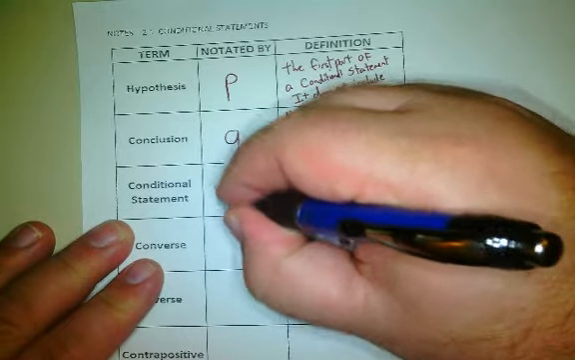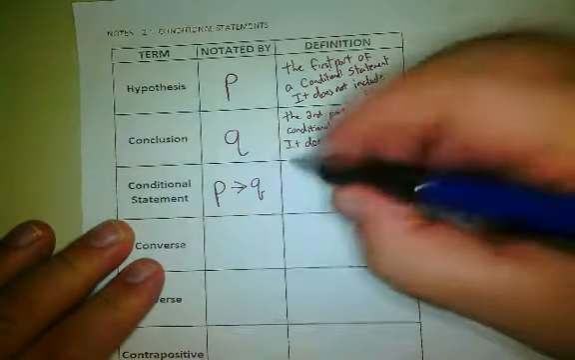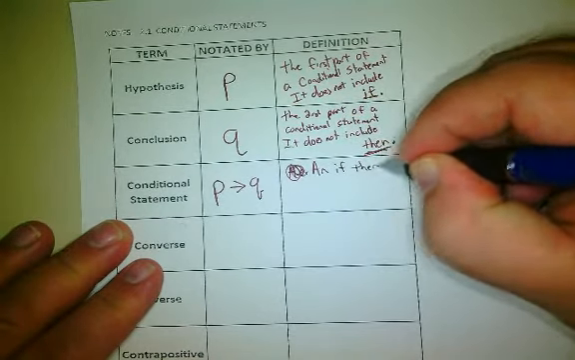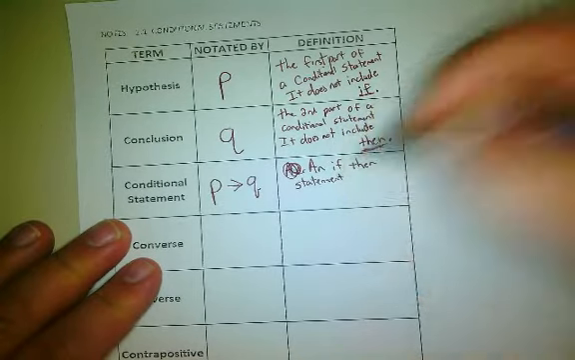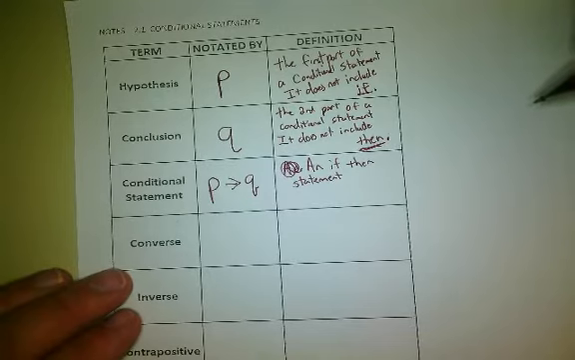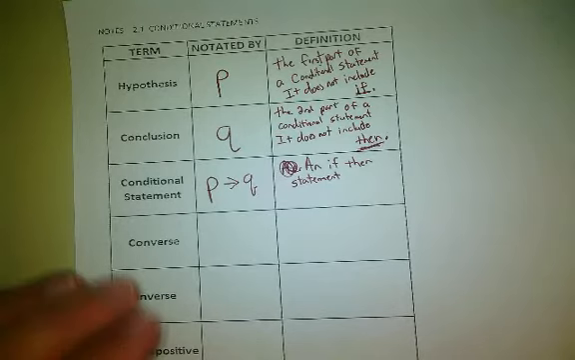Conditional statement. The shorthand for a conditional statement is to say, if P happens, then Q is going to happen. All right, if P happens, Q happens. A conditional statement is an if-then statement made up of a hypothesis and a conclusion. Really, that's it. It's an if-then statement. I really don't know what else we need to say about that. I honestly think that covers it. That's really it. It's an if-then statement.